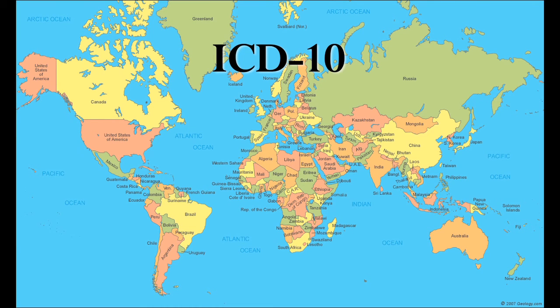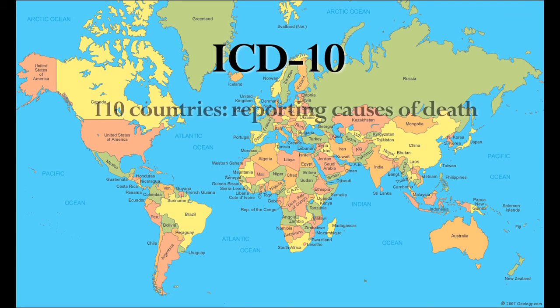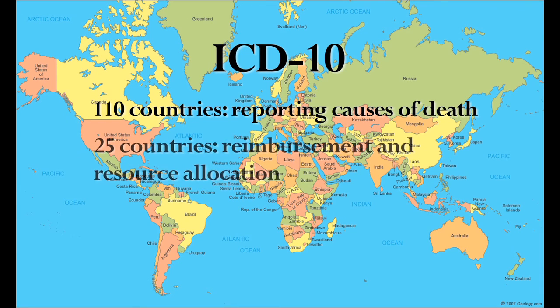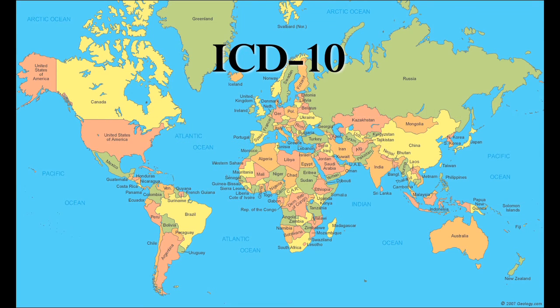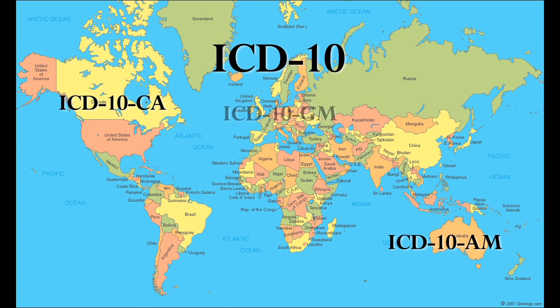The ICD-10 codes were released in 1992 and have been adopted by over 110 countries for reporting causes of death and adopted by about 25 countries for use in reimbursement and resource allocation. The Australian adaptation is ICD-10-AM. The Canadian one is ICD-10-CA. The German version is ICD-10-GM. And the American version, expected to be adopted in October of 2015 after several delays, will be ICD-10-CM.